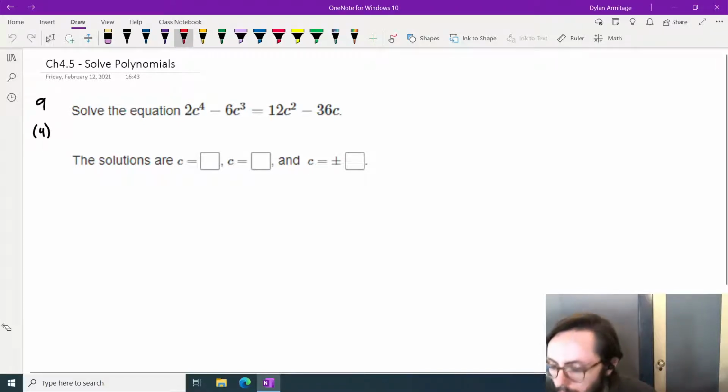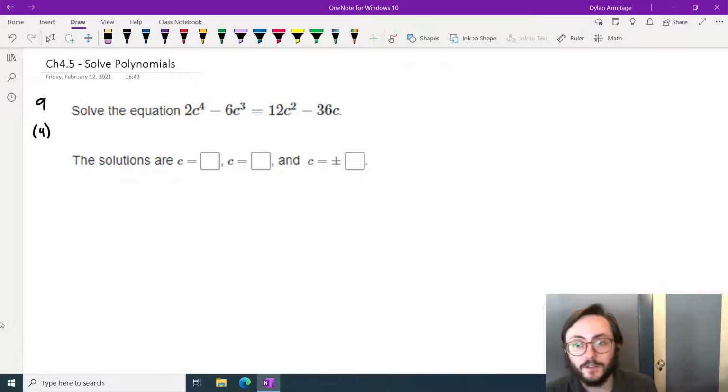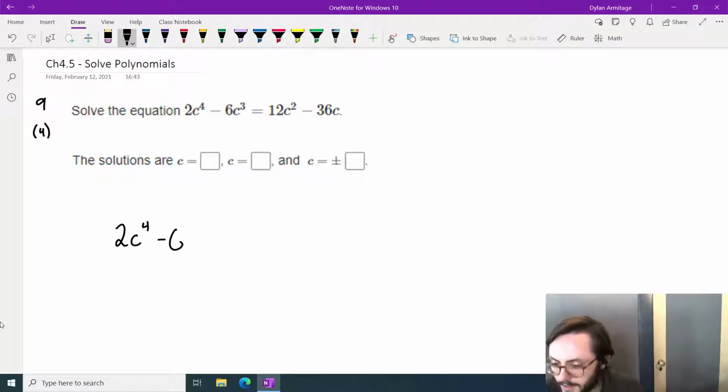And it is asking for the solutions. So we know that c equals something, c equals a different something, and c equals plus or minus something else. So we should keep that in mind about what our solutions will look like. Here we go. I'm going to rewrite it. So we have 2c to the fourth minus 6c cubed equals 12c squared minus 36c.